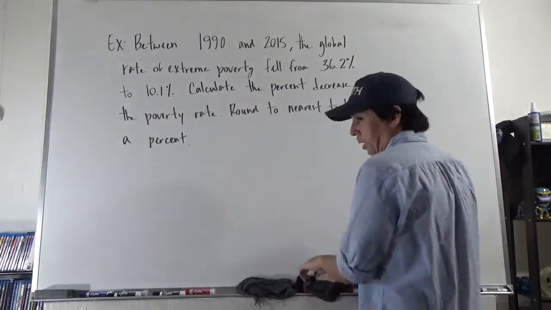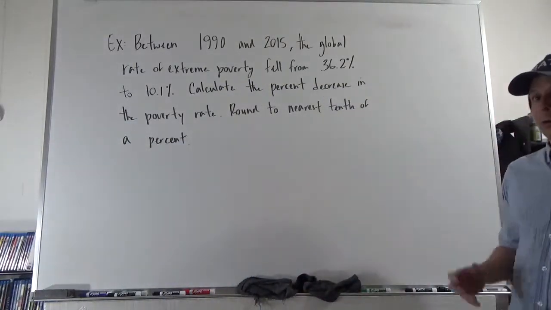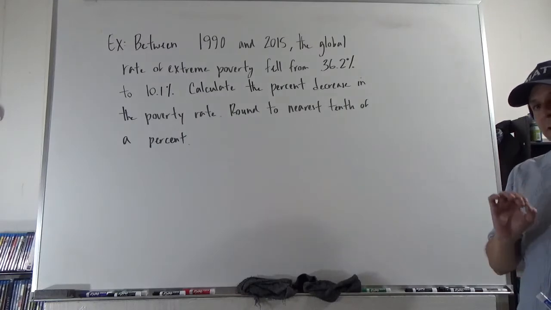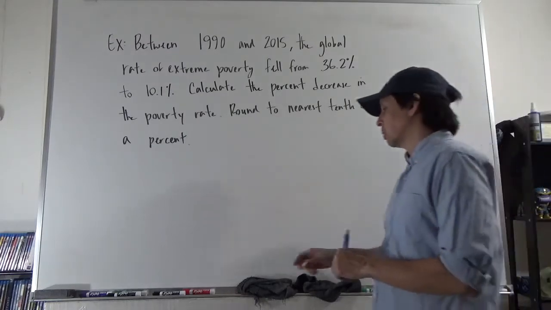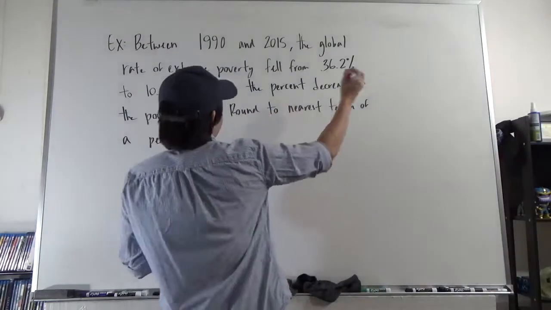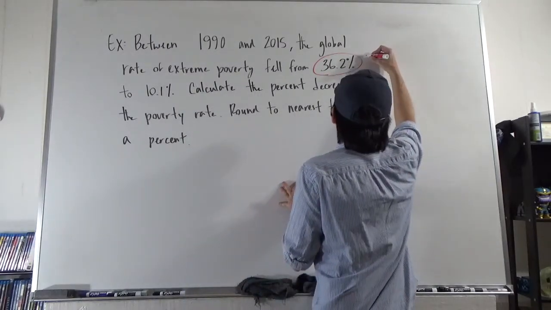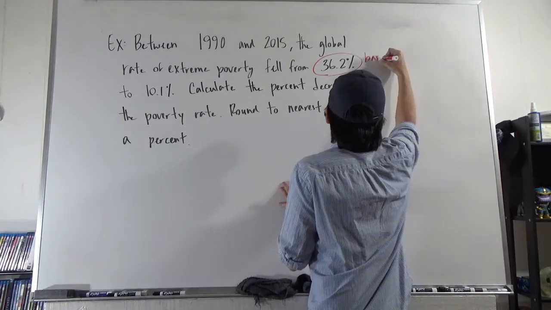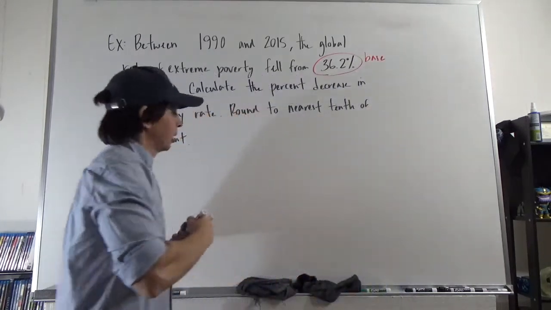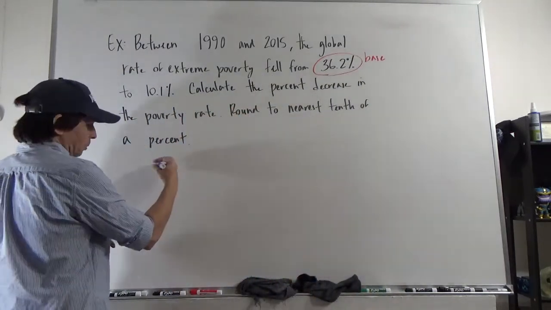I'm going to go over it right now, but I want you to pause. Work it on your own. Do that rounding on your own. Make sure you're dividing by the base amount, which is the original, the 1990 poverty rate, when it was a lot worse than it is in 2015. That's your base amount, the initial. All right, I'm going to go, but I wanted you to do it on your own.